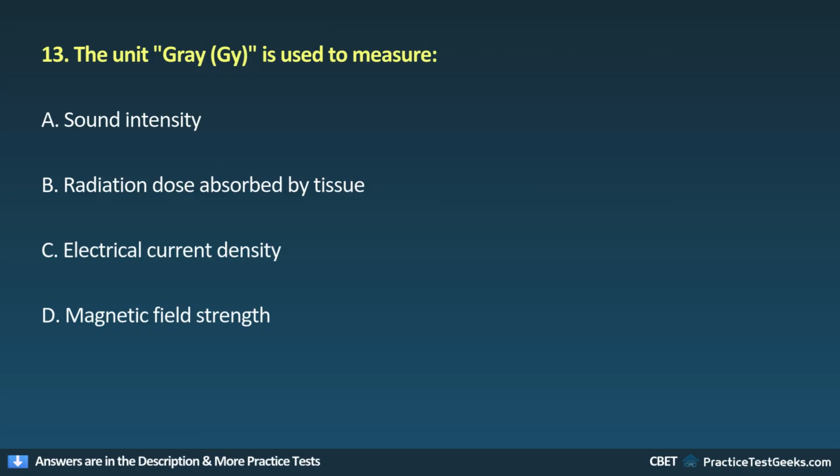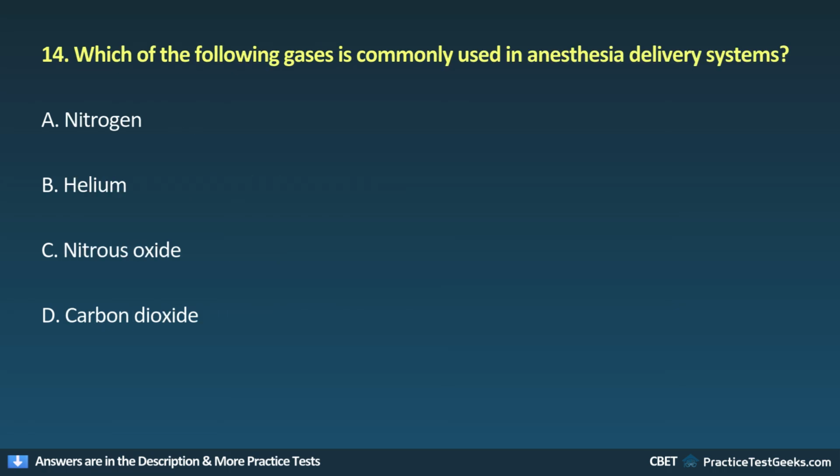13. The unit gray is used to measure A. Sound intensity. B. Radiation dose absorbed by tissue. C. Electrical current density. D. Magnetic field strength. 14. Which of the following gases is commonly used in anesthesia delivery systems? A. Nitrogen. B. Helium. C. Nitrous oxide. D. Carbon dioxide.